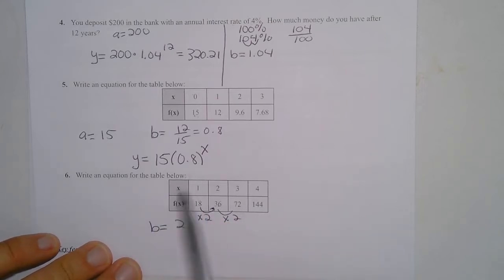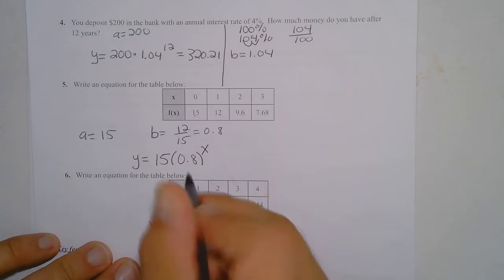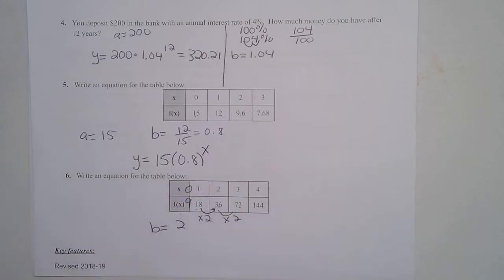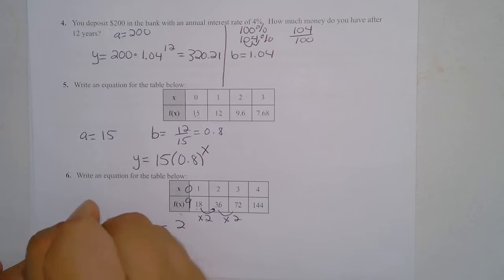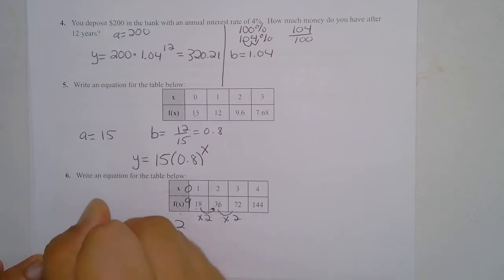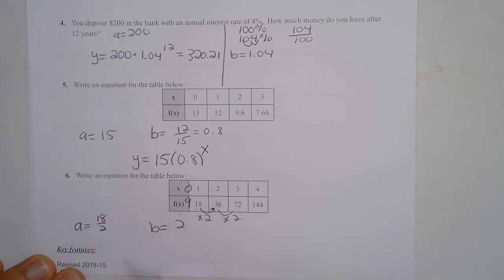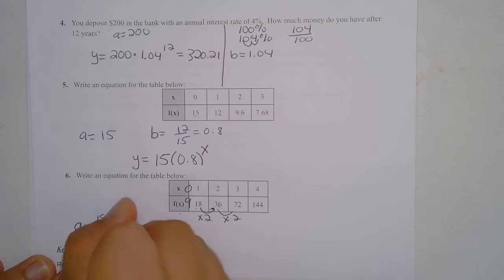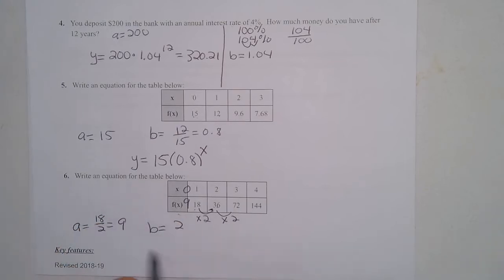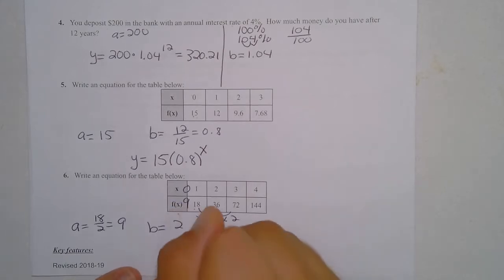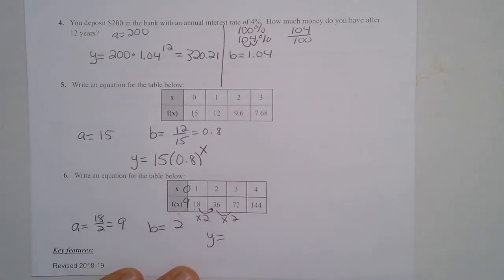Now, if we want to find our initial value, we need when x is 0. So if I take 18 and divide that by the growth factor of 2, that gives us 9. So a is equal to 9. So my exponential equation, remember that's y equals a times b to the x, or here 9 times 2 to the x.